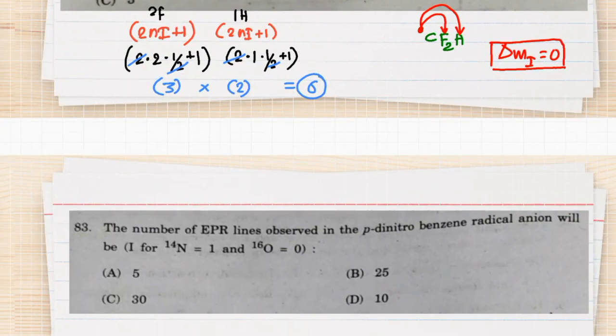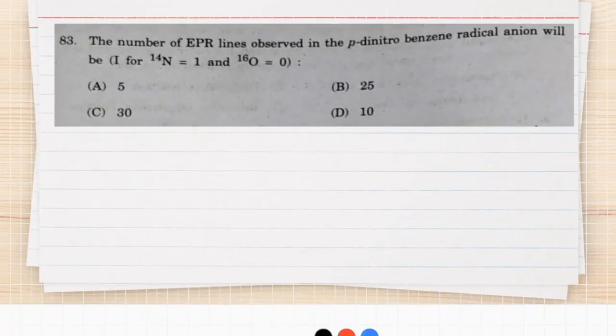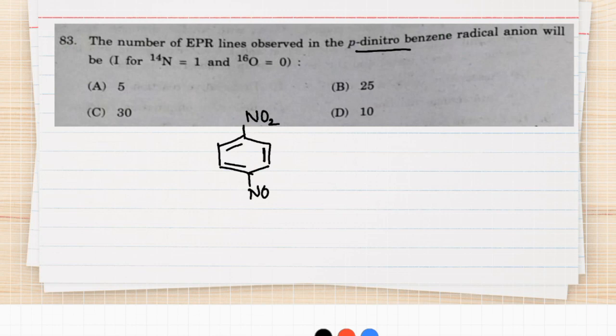Now we'll move to one more question, again from the MH SET 2023. The question is about the number of EPR lines expected or observed for para-dinitrobenzene radical anion. What is a benzene radical anion? Radical anions are developed, and this is the structure of that compound, by the addition of one excess electron to the neutral compound, which gives the radical anion.